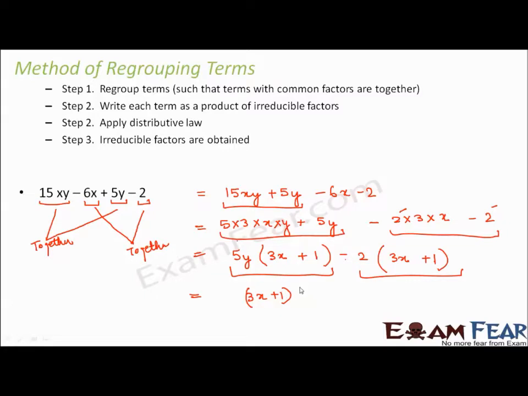So what are we left with? We will be left with 5y minus 2. Why? That's because in the first term we have taken 3x plus 1, so what is left? 5y. In the second term we have again taken 3x plus 1, so we are left with 2. So (3x plus 1)(5y minus 2). This is the factor form of the given algebraic expression.